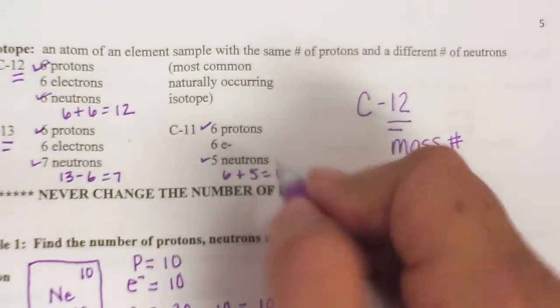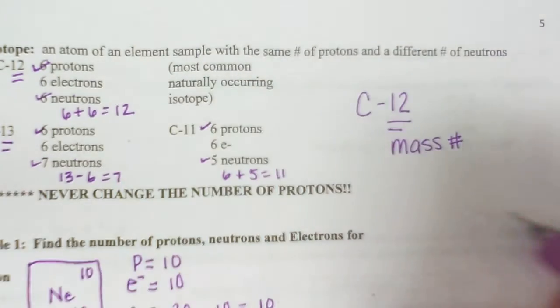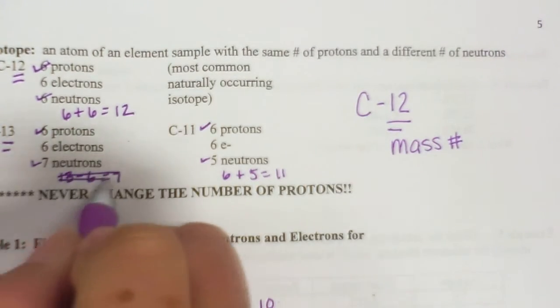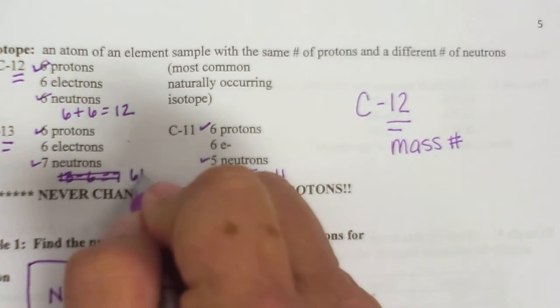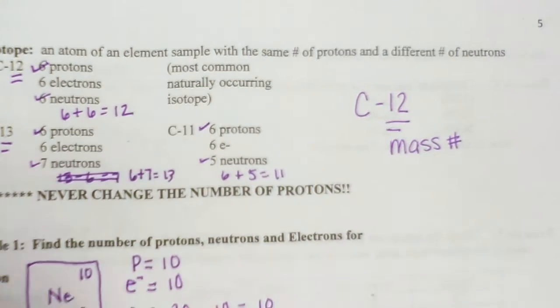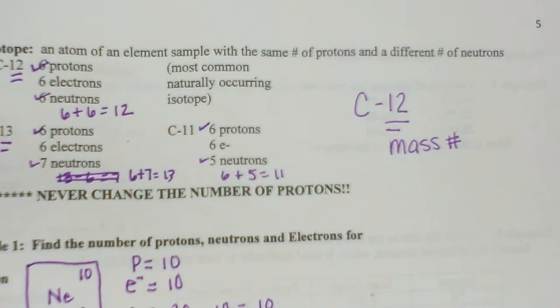Let's go back here. Let's do this: 6 plus 7 equals 13. How's that? Much better, right? They were right, but they just weren't consistent. We like it to be consistent. I like that consistency.